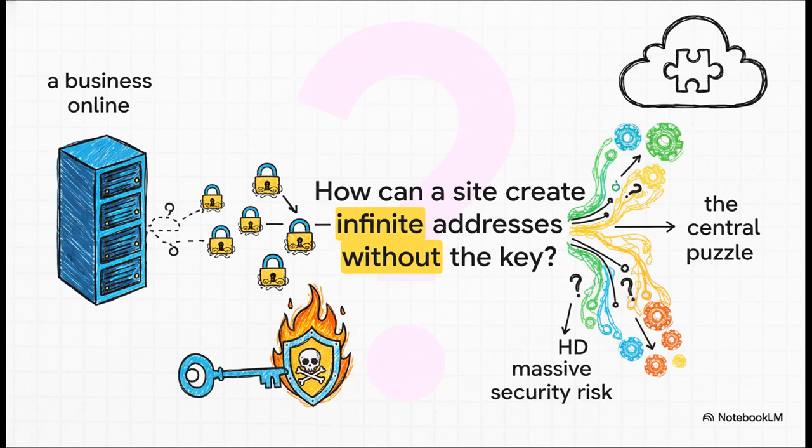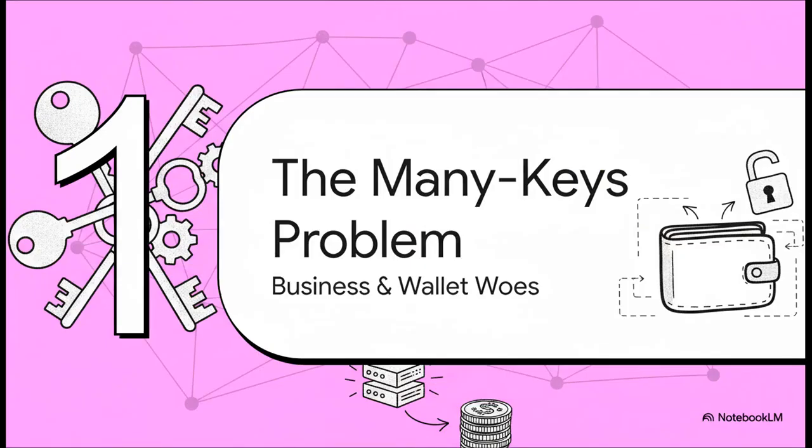So that's the paradox, right? How can a server just spit out endless addresses without holding the one key that could get you completely wiped out? And believe me, this isn't just some theoretical what if. This was a massive real-world headache for anyone trying to do business with crypto. It was this constant, frustrating challenge they called the many keys problem.